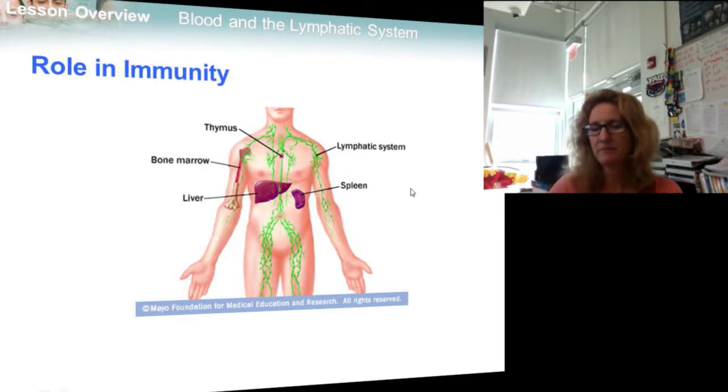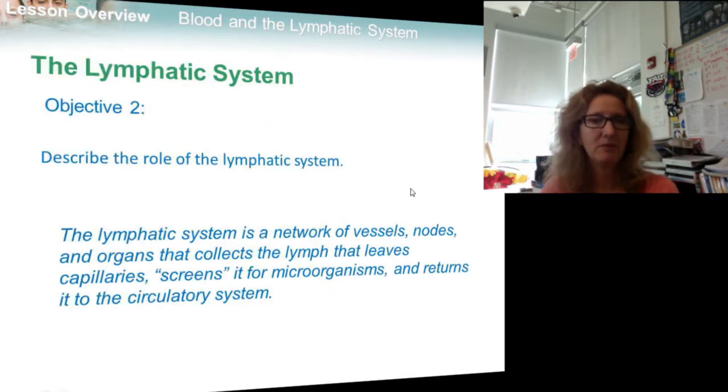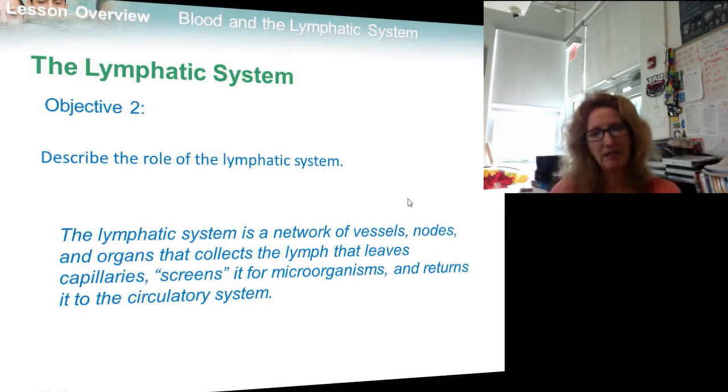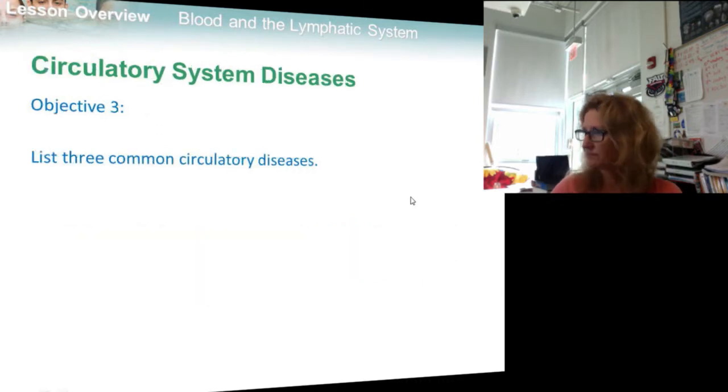Handy little thing. So our objective was to be able to describe the role of the lymphatic system. The lymphatic system is a network of vessels, nodes, and organs that collects the lymph that leaves capillaries, screens it for microorganisms, and then returns it to the circulatory system.